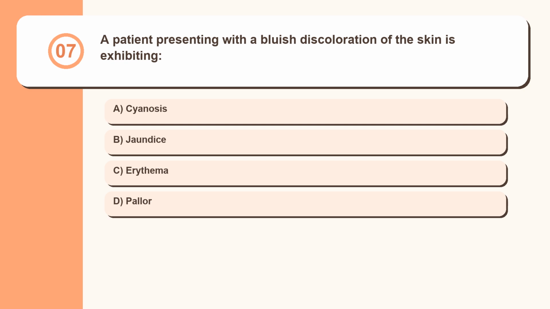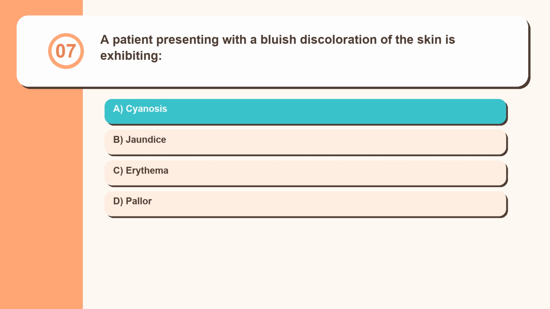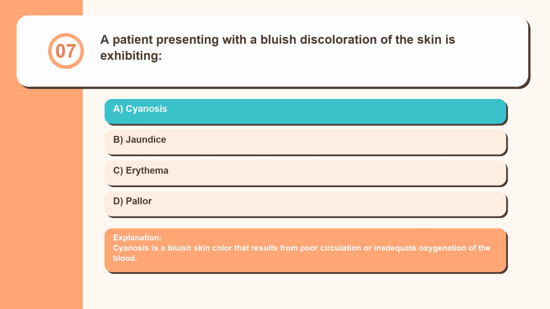Question 7. A patient presenting with a bluish discoloration of the skin is exhibiting cyanosis, jaundice, erythema, pallor. Cyanosis is a bluish skin color that results from poor circulation or inadequate oxygenation of the blood.